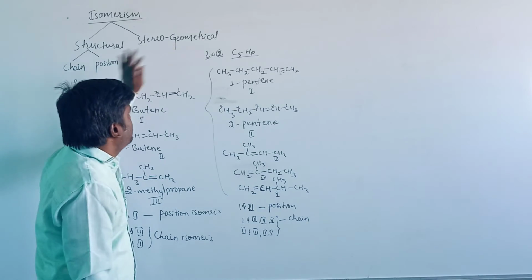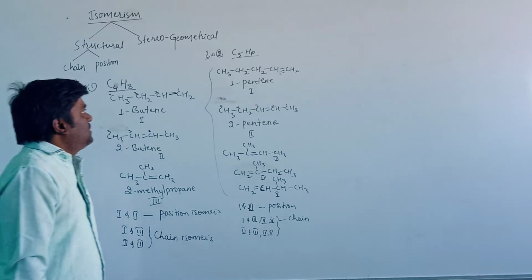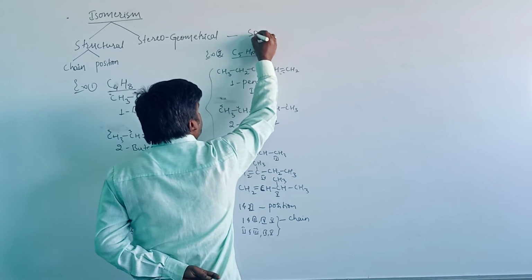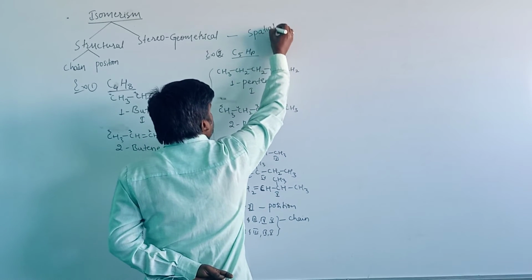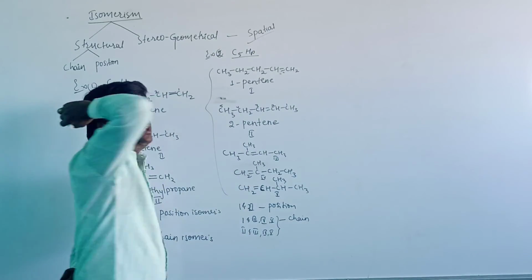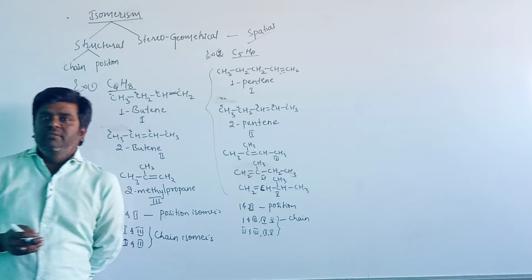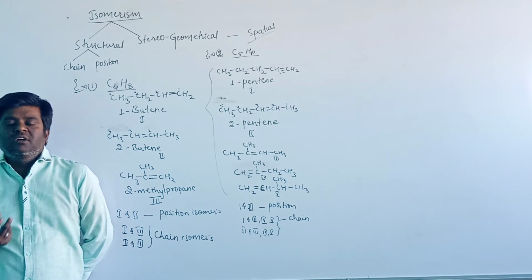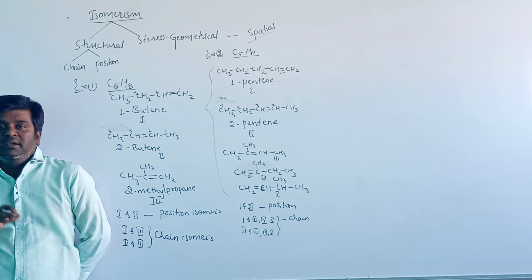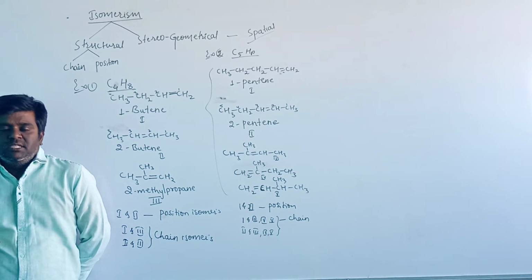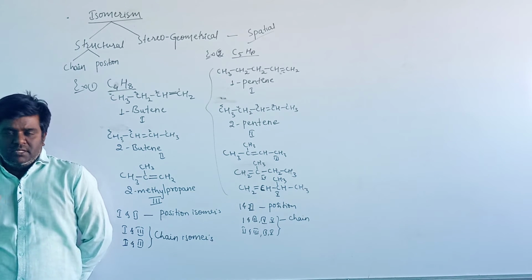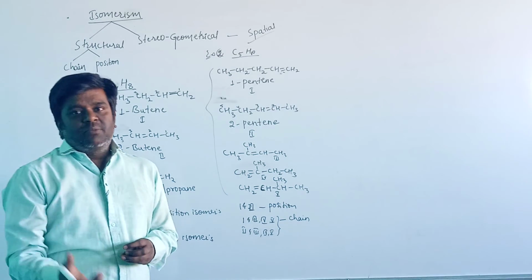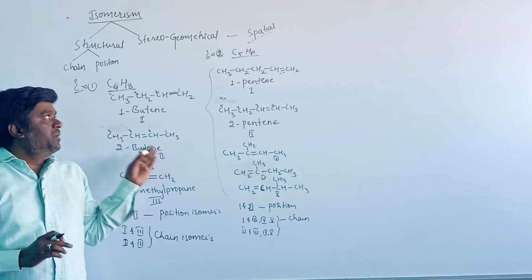Then let us see geometrical isomerism. Geometrical isomerism means these are the spatial isomers. Spatial means S-P-A-T-I-A-L. These are the spatial isomers in which the arrangement of atoms or group of atoms around the carbon-carbon double bond is different. These are restricted towards the carbon-carbon double bond and are known as geometrical isomers.